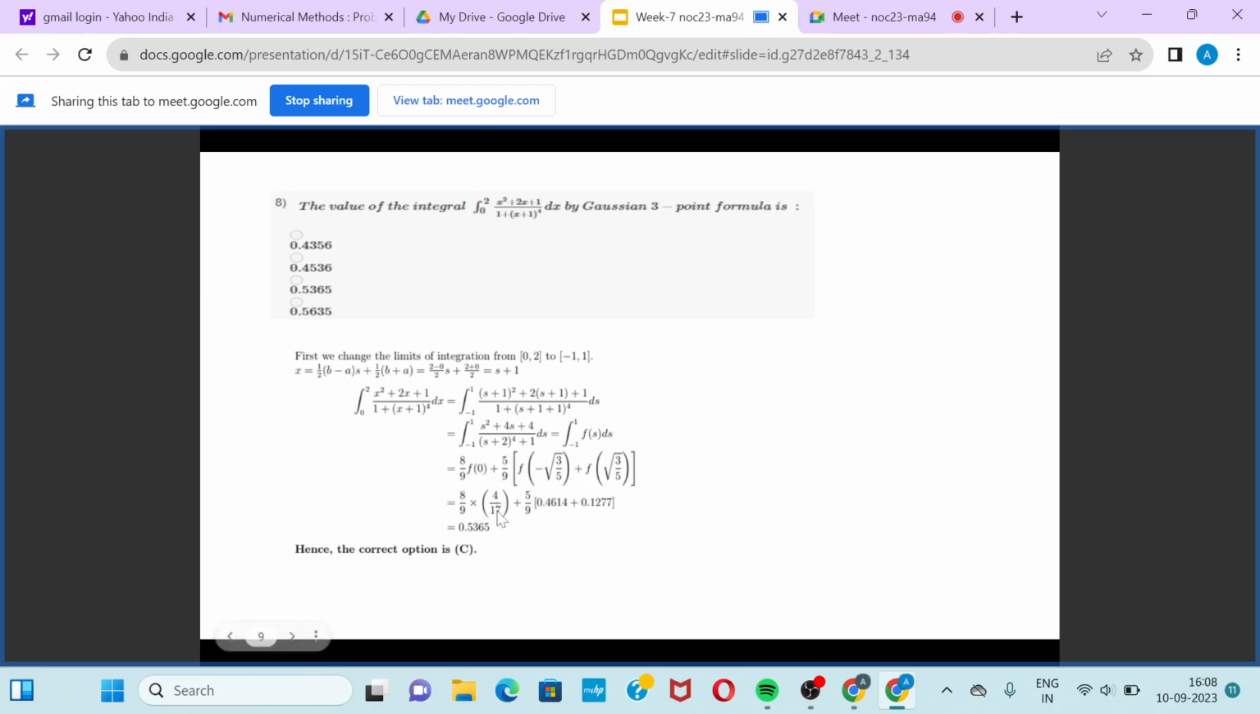F of 0 you will get 4 by 17, and f of minus root 3 by 5 you will get 0.4614, and f of root 3 by 5 you will get 0.1277. Okay, so this will give you 0.5365. So the correct option is C. Is it clear? Just check your calculations.